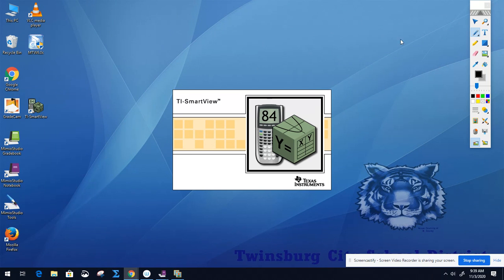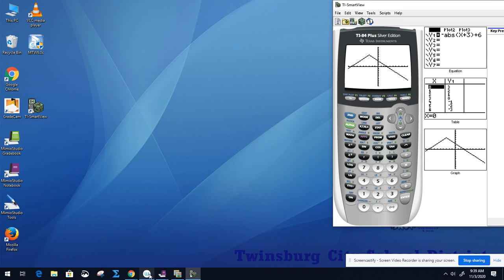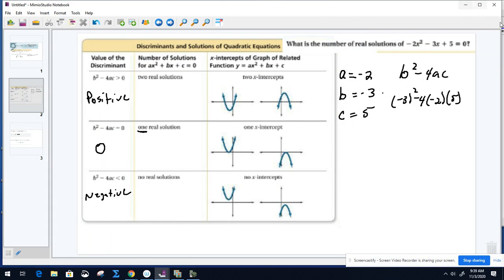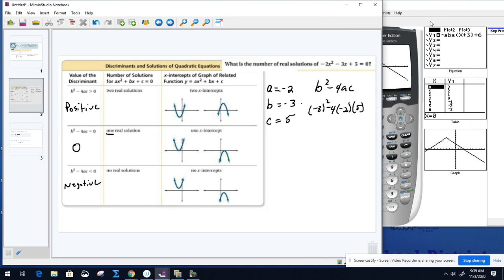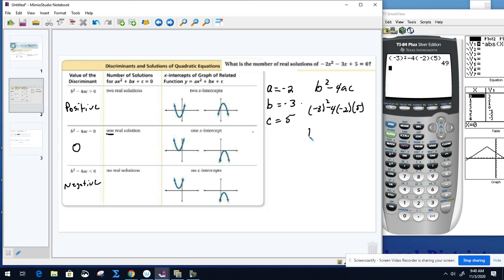Just to make sure we're doing this right, punch it in the calculator. And again, you can use Desmos here. That would also work 100%. So I'm going to plug this in, and it's going to give me a parentheses -3. I'm going to square it, minus 4, parentheses, -2, parentheses, +5. And again, I always just put everything in parentheses, and it gives me +49. Okay, so the discriminant for this problem would be 49.